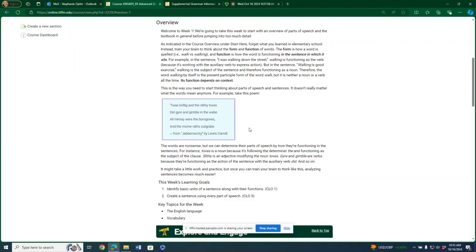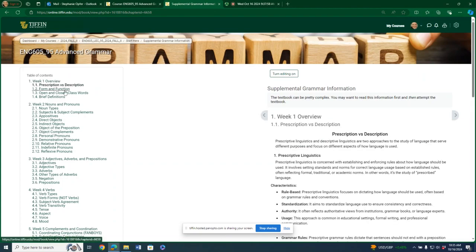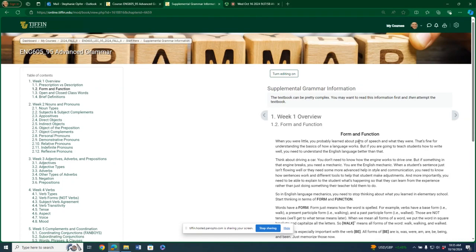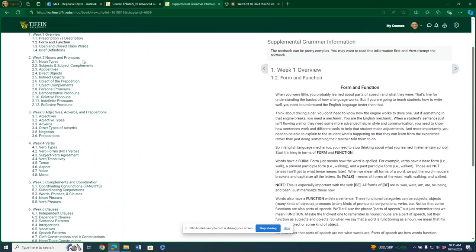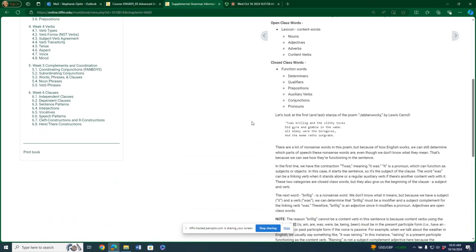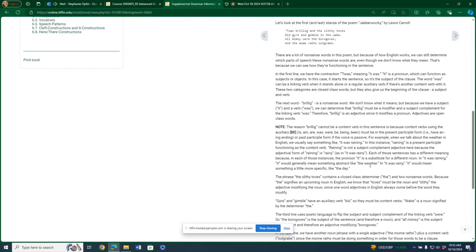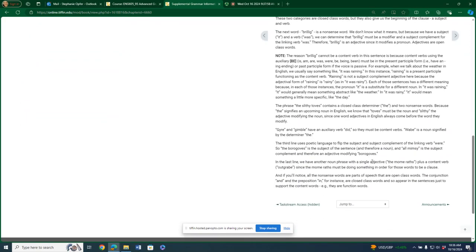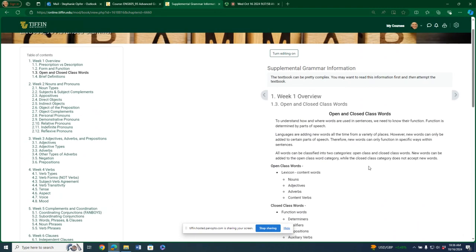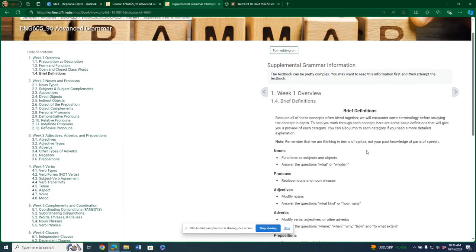And I talk a little bit more about this in the supplemental grammar information in week 1. All right, so you've got prescription versus description here you can read about. You've got form and function. It expands that discussion a little bit more. Under open and closed class words, we have the poem, and I talk about what the parts of speech are of these nonsense words and how we know that those are the parts of speech that they are, because they're functioning in a particular way. So be sure to read through that. And then I also have some brief definitions here.